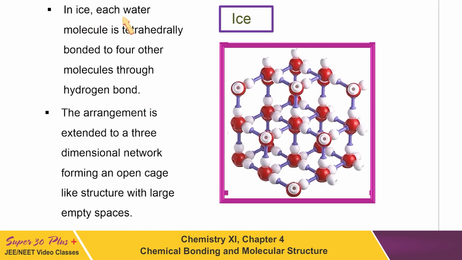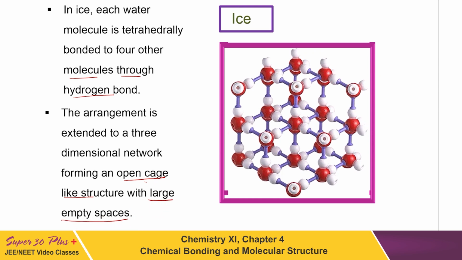In ice, each water molecule is tetrahedrally bonded to 4 other water molecules through H bonds. The arrangement is extended to a 3-dimensional network, forming an open cage-like structure. Open cage, because of the formation of H bonds, you see the structure is open cage. What happens with the open cage? There is a large empty space.